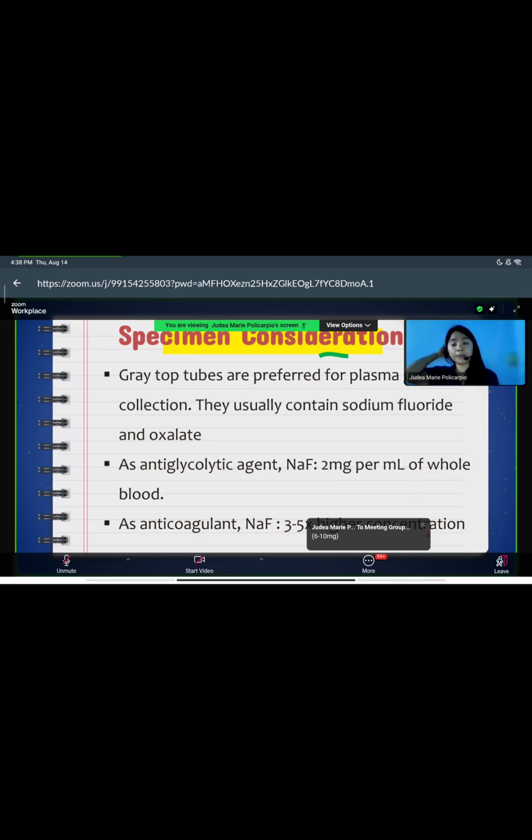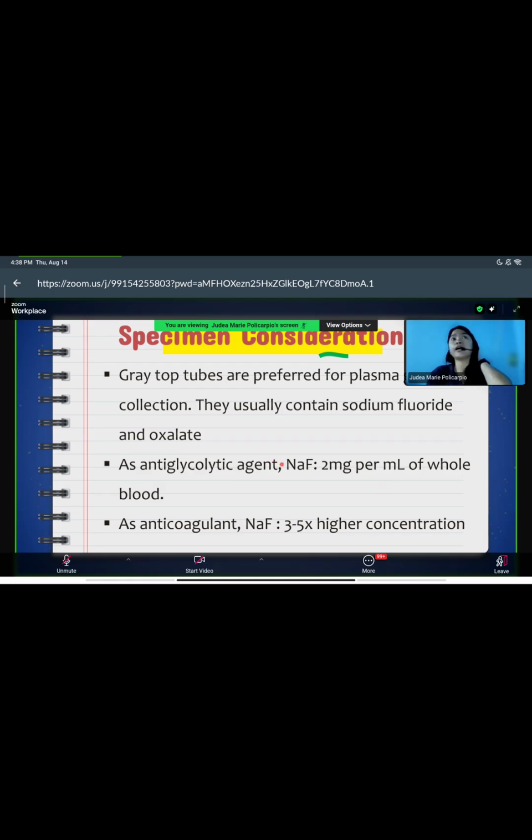Nung nag-appear yan dati ng board exam, 10 milligrams yung nag-appear sa choices. Okay, so 6 to 10 milligrams, yan yung 3 to 5 times higher na concentration natin, again, if you're planning to use it as an anticoagulant. Okay, parehas recall question yan ha, so be careful with the anti-glycolytic agent and anticoagulant. Pero teka, ano bang action ng sodium fluoride? How can we say that it can prevent glycolysis? Ano bang action ng sodium fluoride?